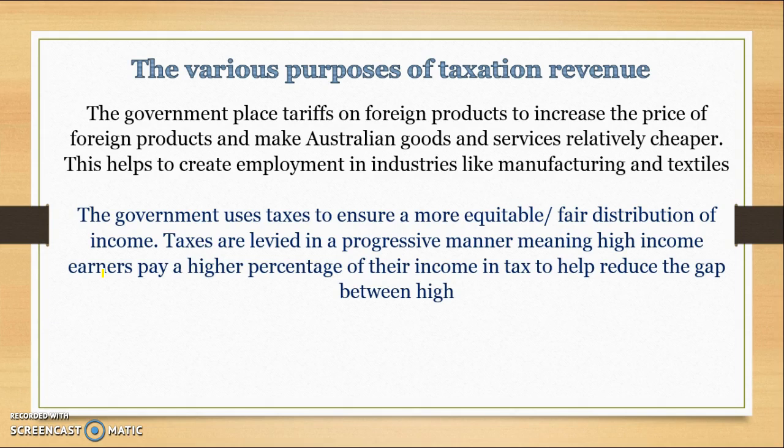And the last one is they also use taxes to make income more equitable or fair. So our tax system is progressive, meaning that high income earners pay a higher percentage of their income in tax, and it helps to reduce the gap between high and low income earners, because rich people or high income earners are paying more tax.